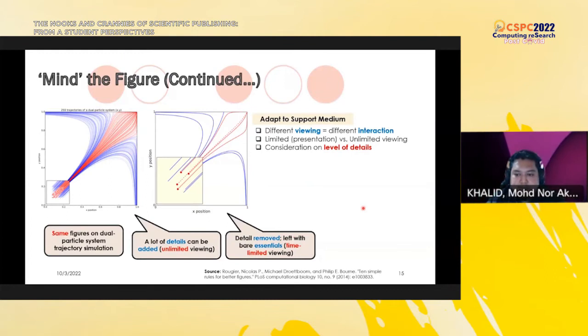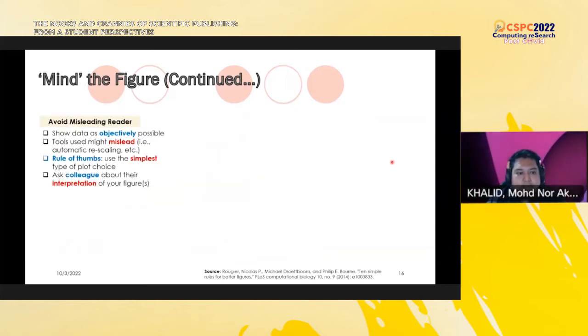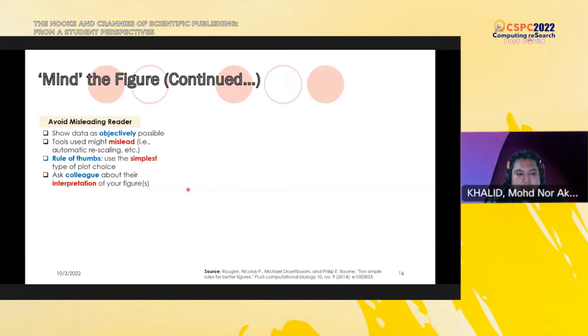So depending on where you want to show your figure, or to whom you want to show your figure, you need to adapt your figure. And then avoid misleading the reader, because some data should be shown as objectively as possible, but some tools might mislead. Let's say you draw using certain software, then it conducts automatic rescaling, for example. You'll see the example after this.